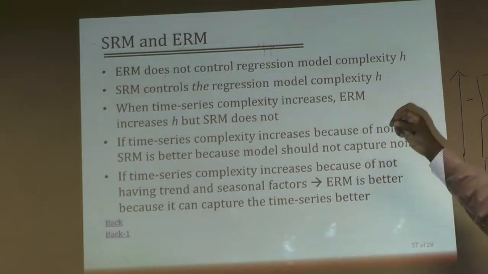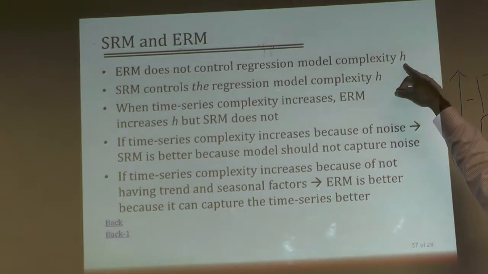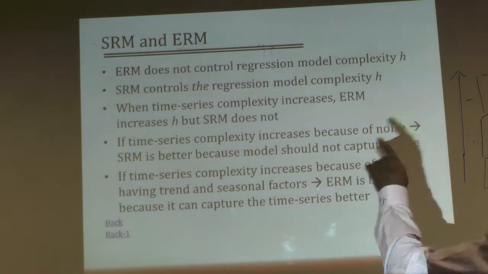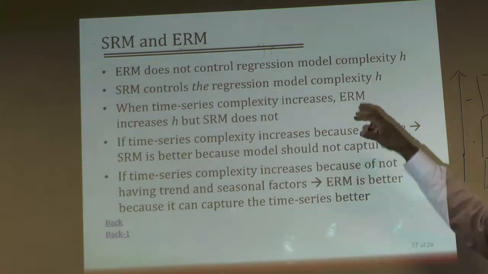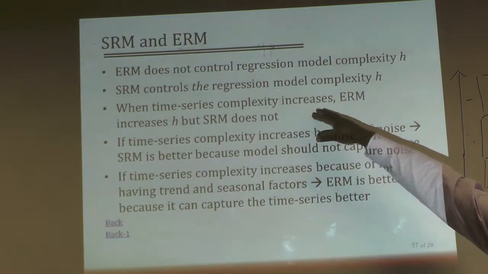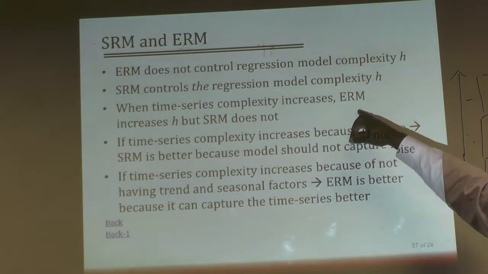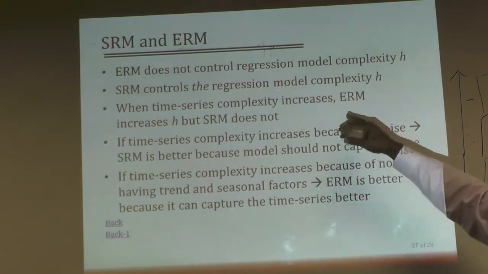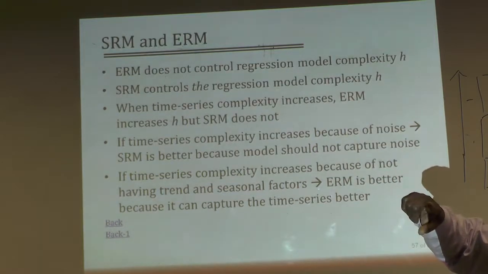ERM does not control the regression model complexity H. Empirical risk minimization has no control of that. But structural risk minimization controls the model complexity H. That's why the hyperplane can be reduced or increased, because SRM controls that. Now, when time series complexity increases, ERM generally increases H, but SRM does not.